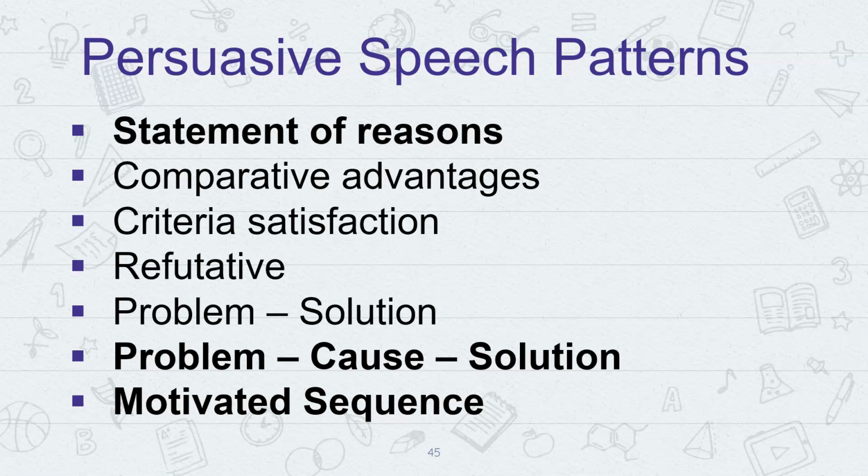Visualization, where you have them picture the end result. And then finally, an action step. This is where you ask them to do something. So stop smoking, buy this product, call this number, send an email today. That's all part of Monroe's motivated sequence.